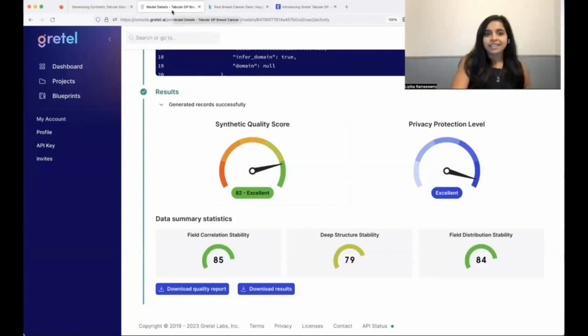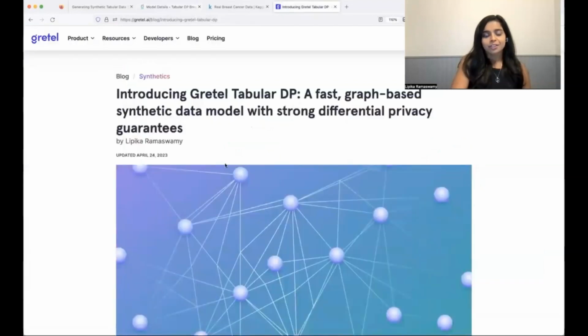So I would recommend looking at that as well. They're called marginals-based methods for generating synthetic data. And of course, we published a blog on Gretel Tabular DP outlining all the details of this model, linking to the paper, and discussing it at a high level along with some experiments. So I highly encourage you to take a look at those.